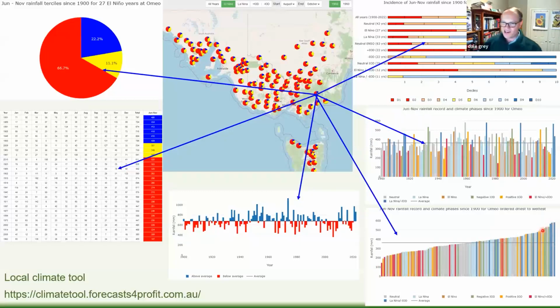But they show, once again, individual years, and you can highlight these on the website. Bring up that individual year there. What is that positive IOD that was so wet? What's that La Nina here that was so dry? And have a look at them.